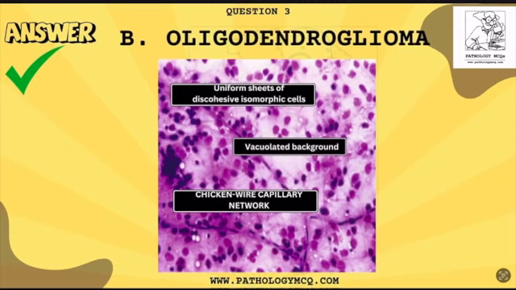The cytology shows three main features of oligodendroglioma. First is a uniform sheet with discohesive isomorphic cells, a vacuolated background, and the most important one, chicken wire capillary network, which is a characteristic feature of oligodendroglioma even in histology.